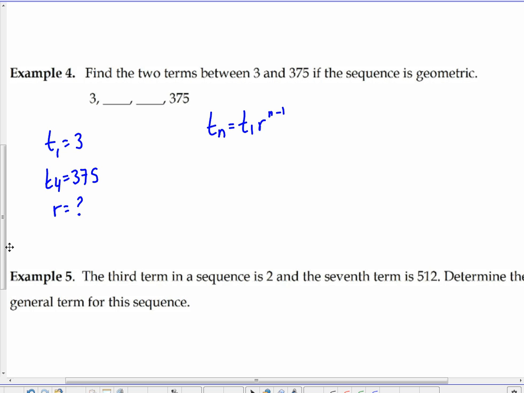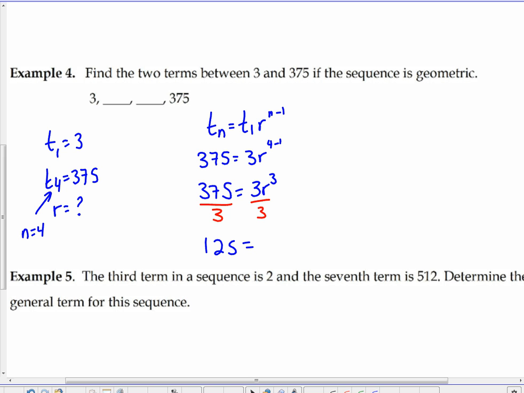Okay, so that means we can sub in our last term, and that's when n is equal to what? 4, right? 375 is term number 4, so that was when n is 4. Okay, so 375 equals 3r cubed. What's our next step? Divide by 3, 125. And then, opposite of cubing is cubic rooting. And so you should get a common ratio of 5.